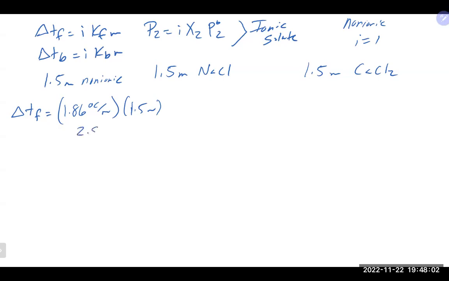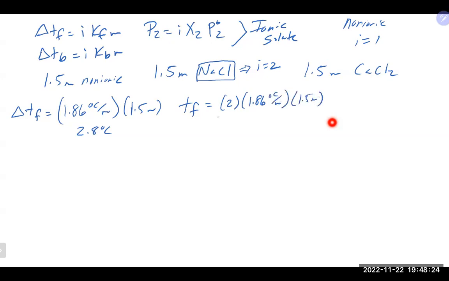about 2.8 degrees Celsius. Now, when we get into sodium chloride dissolved in there, that gives us an i value of 2, which means the change in freezing point would be i times 1.86 times our 1.5. Now we end up with a change in freezing point of about 5.6 degrees Celsius. Because we have twice the amount of particles in there, it lowers the freezing point by twice as much.